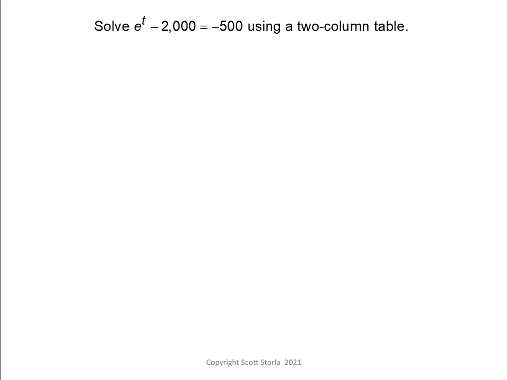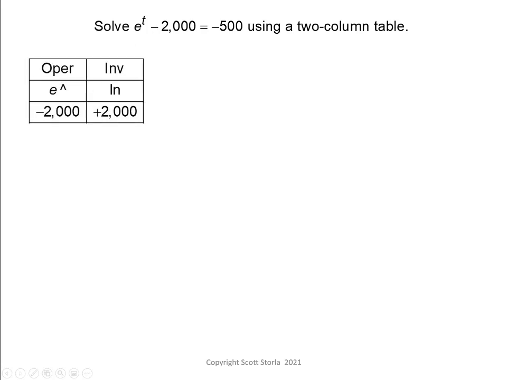Now let's practice solving exponential equations using the two-column table. I'll run the first one. I have two operators. I have an exponential and I have subtraction. If t was a value, I would simplify the exponential first and then I would subtract. So my table will have two rows. The left column will be for my operations and the right column will be for my inverses.